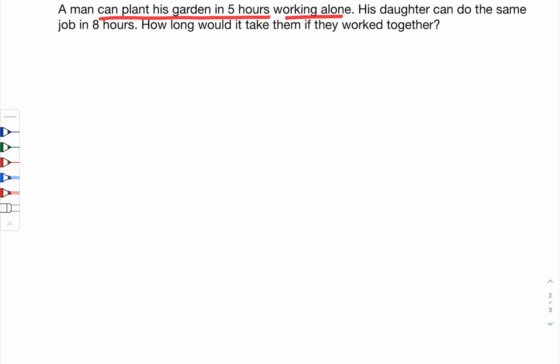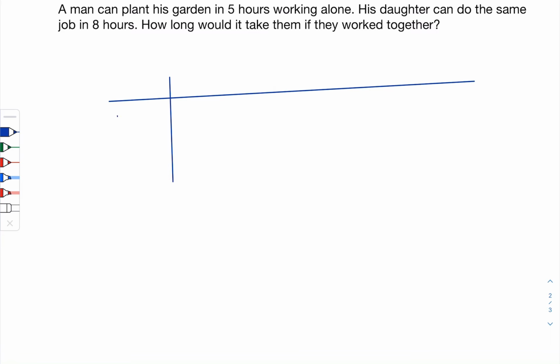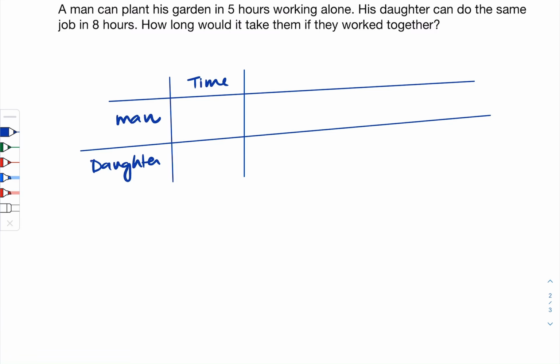All right, so the way you want to do this problem is you want to set up a table, okay? So let's create a little table out here. We're going to call the man, or let's just call it man, and then you have his daughter. So we're going to have one row for the man and one row for the daughter. According to the problem, the time that the man would take if he did the job alone would be 5 hours, and the time the daughter would take if she did the job alone would be 8 hours.